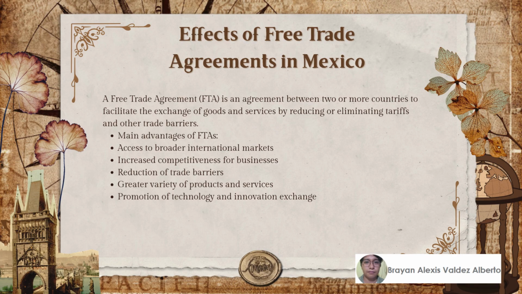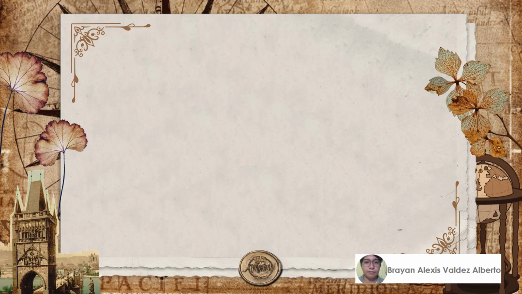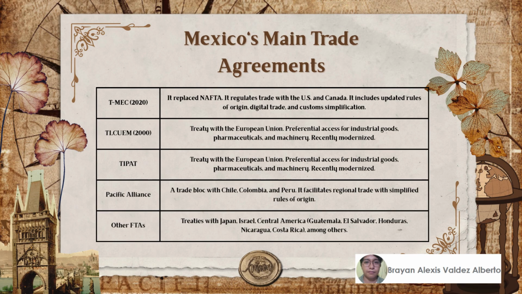The effects are quite concrete. Most tariffs were eliminated, customs procedures were simplified, and rules of origin were updated, particularly in the automotive sector. There are also provisions on e-commerce, something the original NAFTA did not even address. Then there is the EU-Mexico Free Trade Agreement, the treaty with the European Union, in effect since 2000 and recently modernized. It allows European products to enter Mexico with reduced or zero tariffs, especially in machinery, technology, and pharmaceuticals.